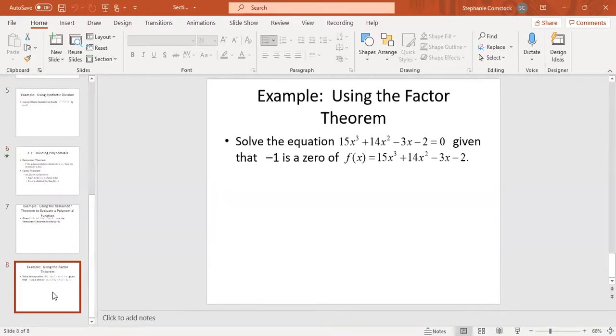Now, let's take a look at what this is going to be presented as. It asks us to solve the equation 15x cubed plus 14x squared minus 3x minus 2 equals 0. First off, we can't do that with any sort of factor by grouping or anything like that. It says, given that negative 1 is a 0. If they're telling me it's a 0, then I can also set up a factor for that. So let me show you what that looks like.